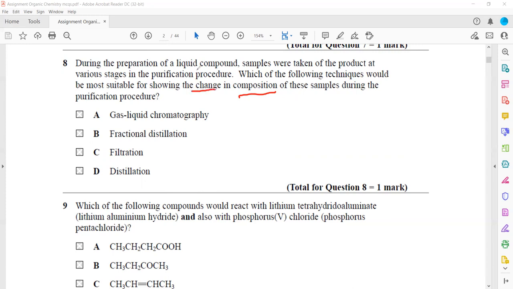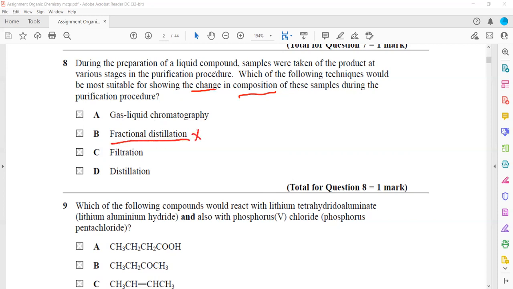Using column chromatography or gas liquid chromatography, we can identify the composition as well, the proportion of each sample. Fractional distillation can be used, but it cannot be used to identify the proportion. We can separate two miscible substances from each other, but it does not determine the proportion.